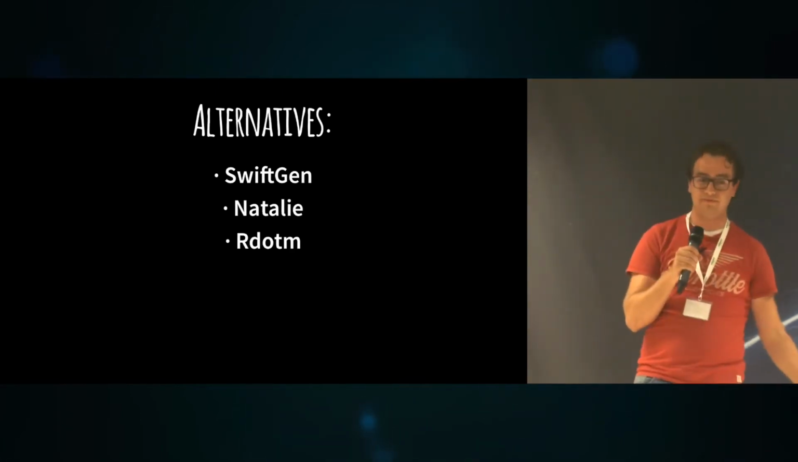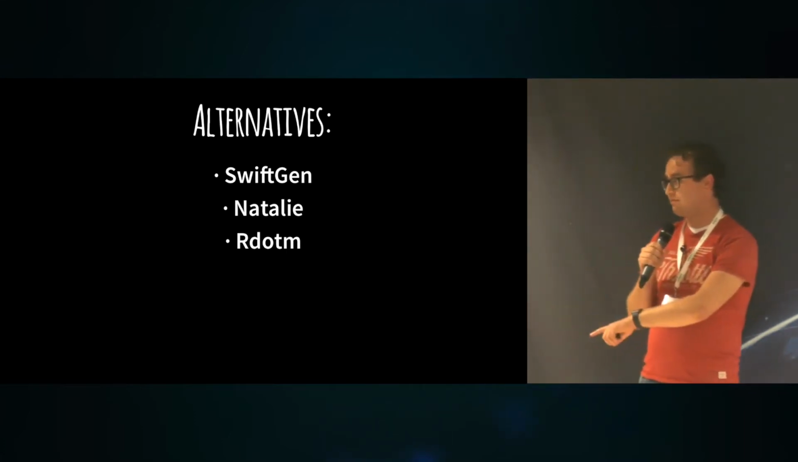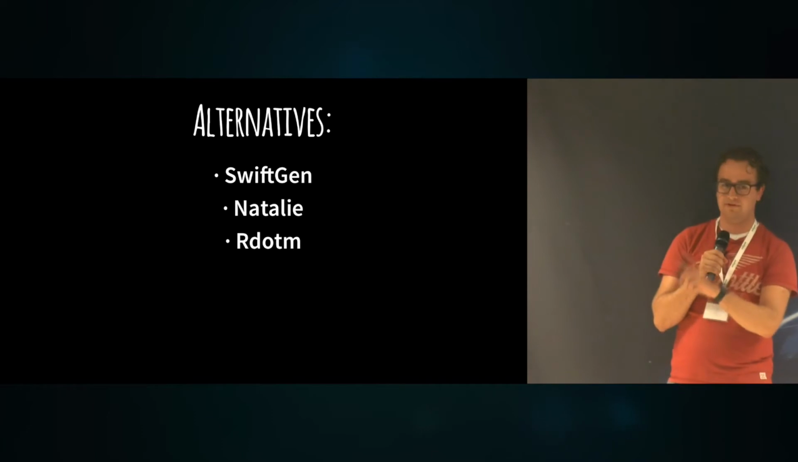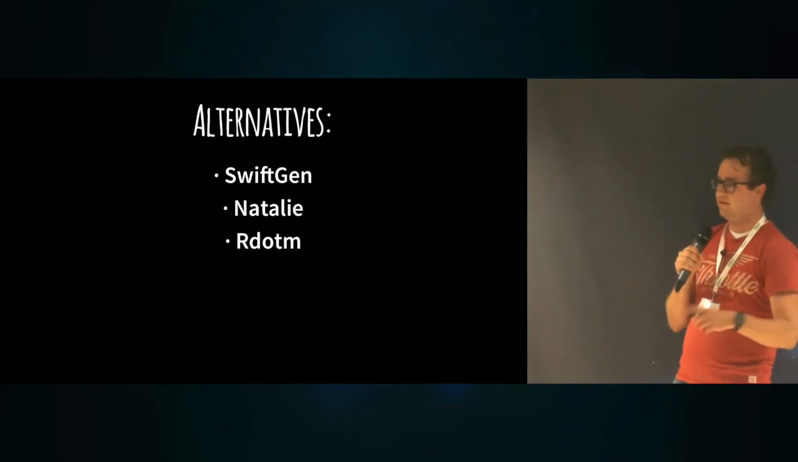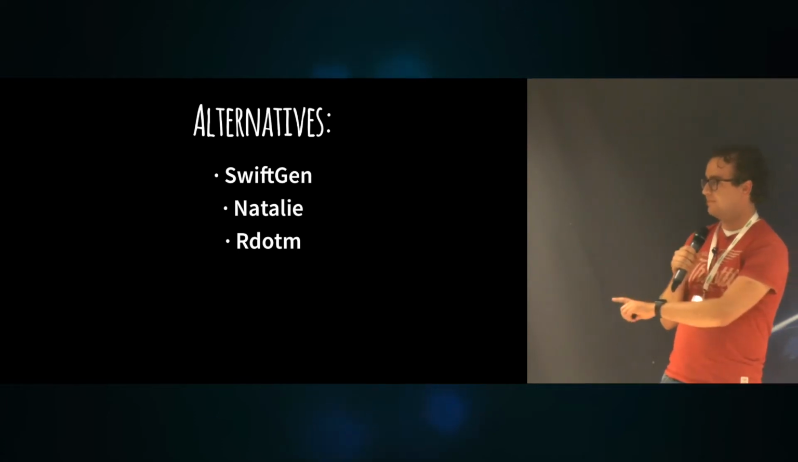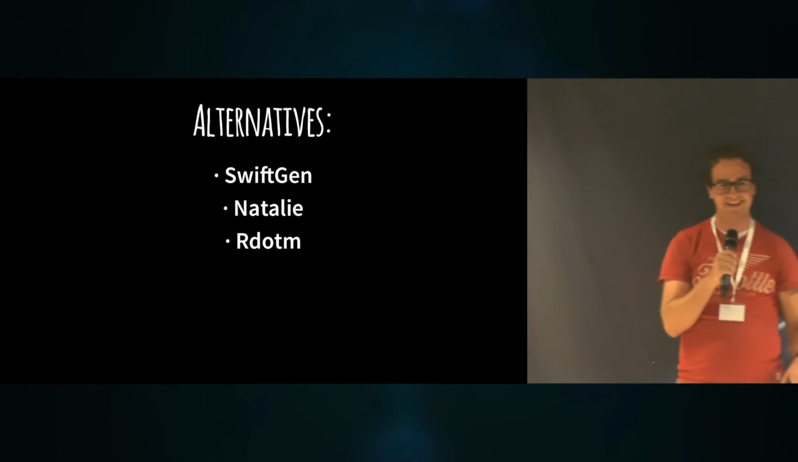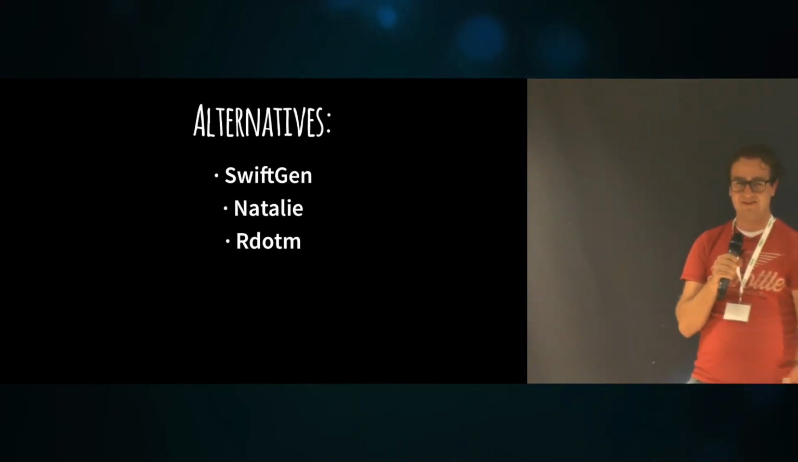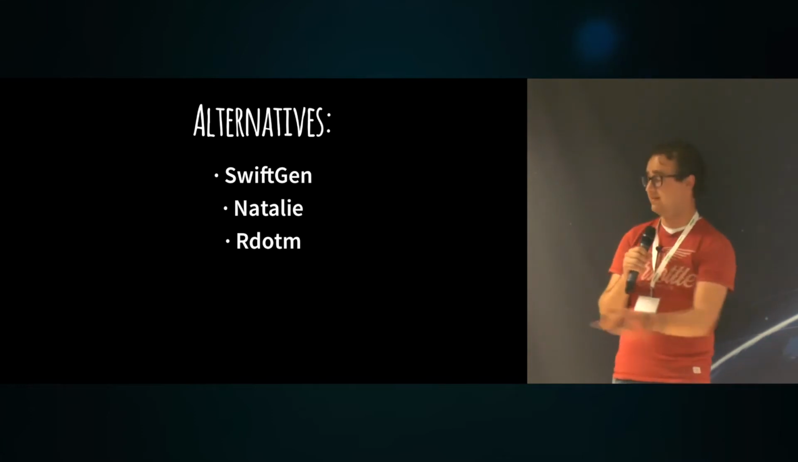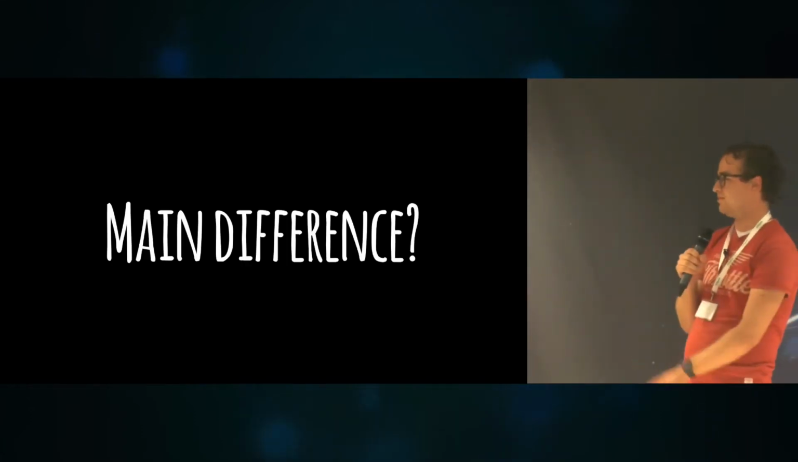There are also alternatives. SwiftGen is the biggest one and the closest one to R.Swift, also properly maintained. Natalie is also one, but less maintained. And R.M is an interesting one we just discovered. Tom in the back there discovered it yesterday. And that's an R.Swift-like thing, but then for Objective-C. So if you still have to use Objective-C, that may be interesting. It's rather small, but interesting.